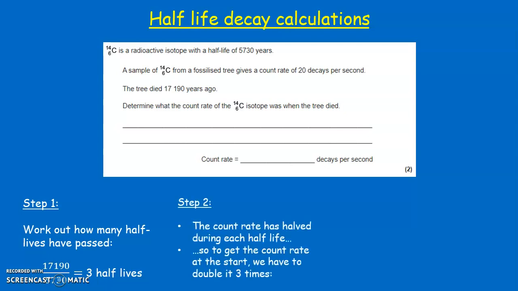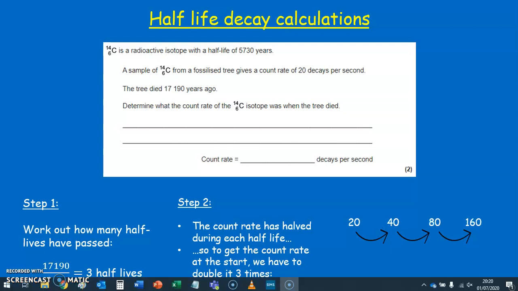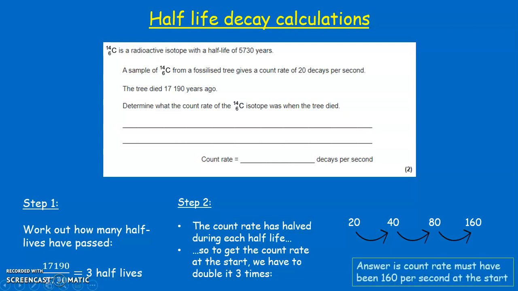Step 2. We know that every half-life, the count rate halves. So we then go backwards. We double it every time. So in this case, we start with a count rate of 20, and we need to go up 3 times. So 20 goes to 40, which goes to 80, which goes to 160. So that tells us that after 3 half-lives, the original count rate must have been 160.